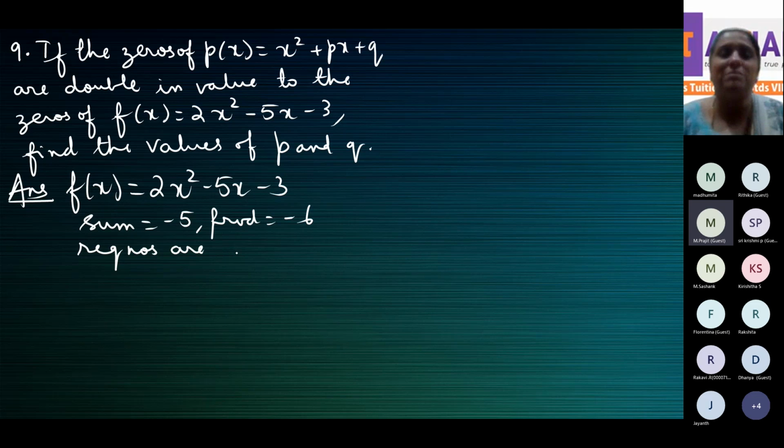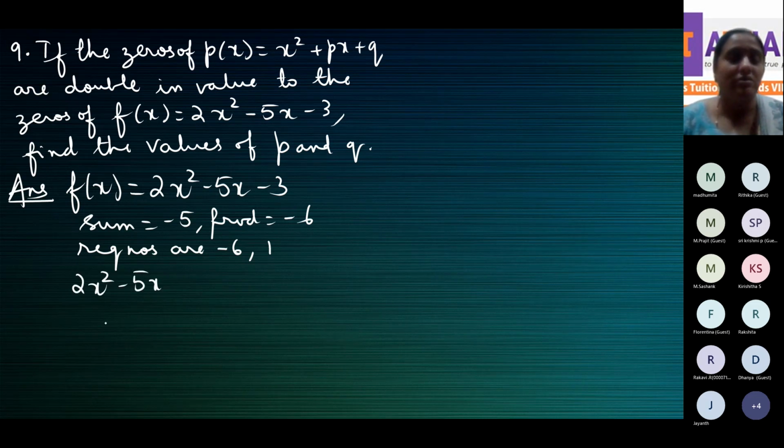Minus 3 minus 2 will be plus 6. Product will be plus 6. So tell me again, what are the required numbers? Minus 6 and 1. Okay, so now factorize 2x squared minus 5x.